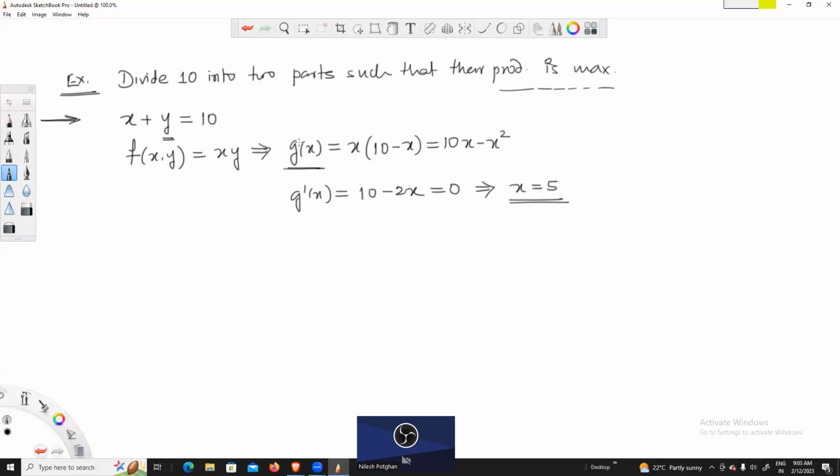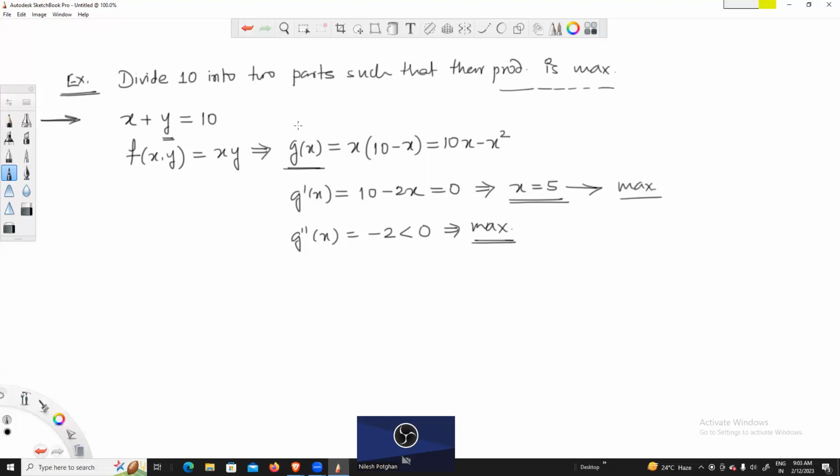But at the same time, I need to find whether it is giving me a maximum or minimum. So for that, we have the second derivative test. So g double dash of x, if you find, is minus 2. Minus 2 is less than 0. So it means that it is going to maximize this. So x equal to 5 will give me a maximum value.